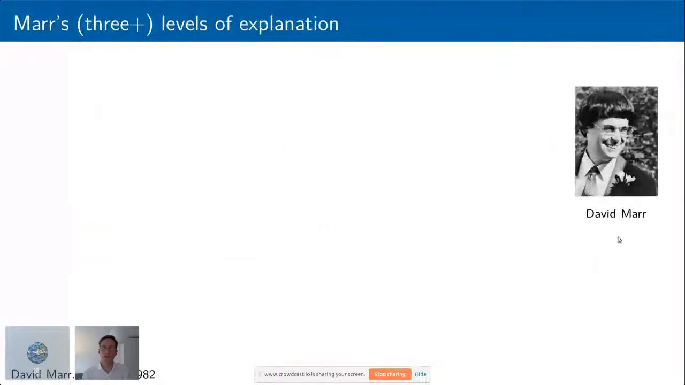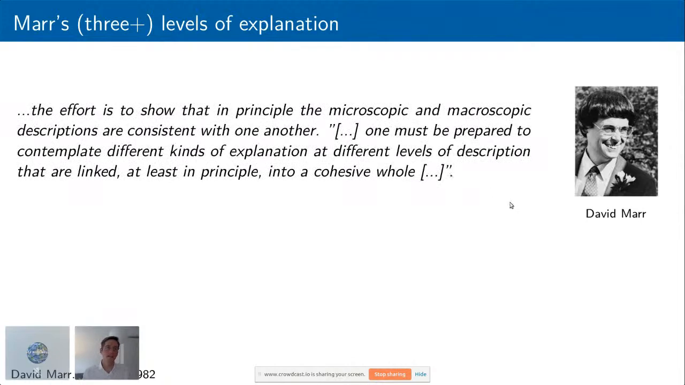Yes, David Marr already in his book, Vision, in 1982, wrote about these levels. And he said, the effort is to show that in principle, the microscopic and macroscopic descriptions are consistent with one another. One must be prepared to contemplate different kinds of explanation at different levels of description that are linked, at least in principle, into a cohesive whole. And there you already find these ideas, microscopic world, macroscopic world, and somehow they should be linked to one another.